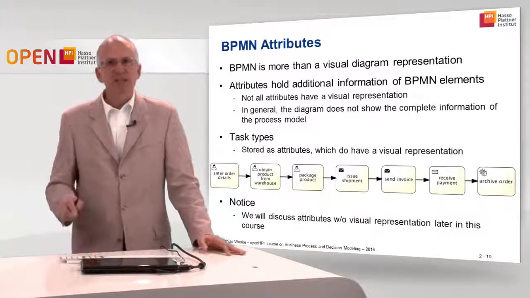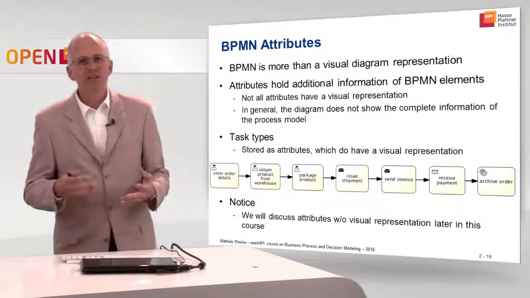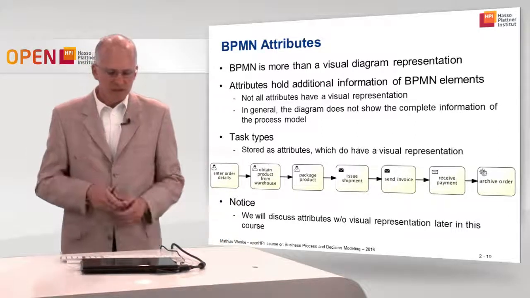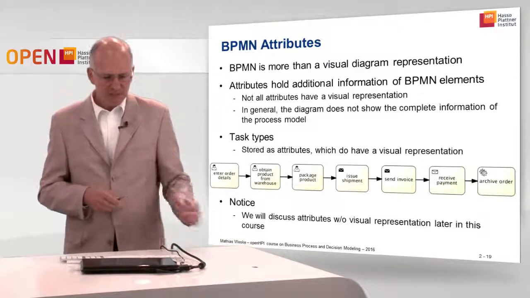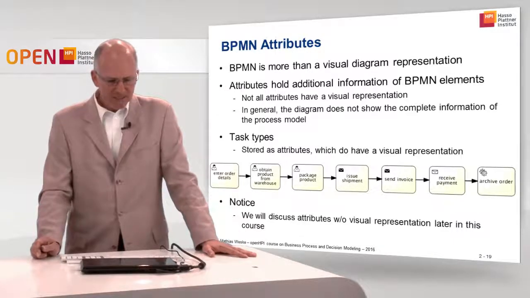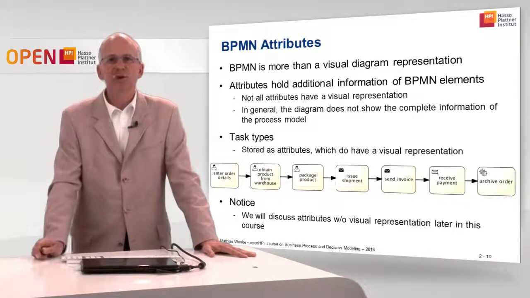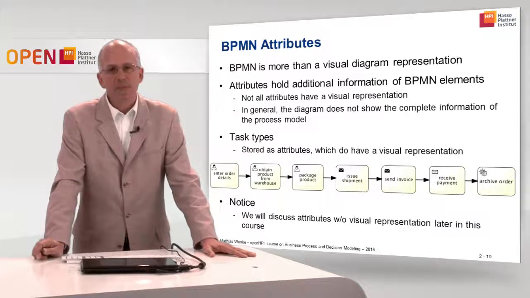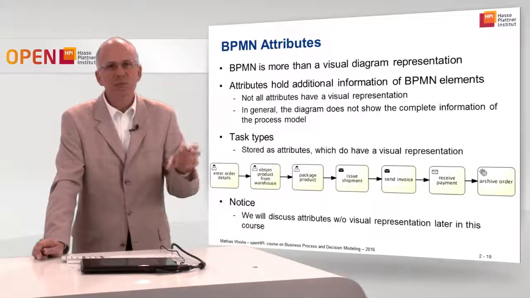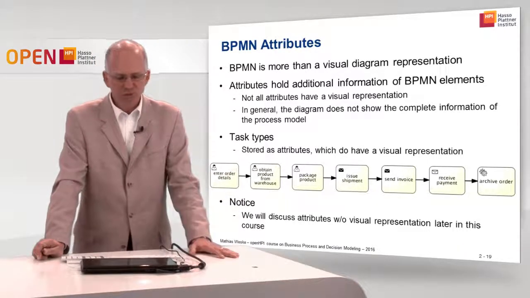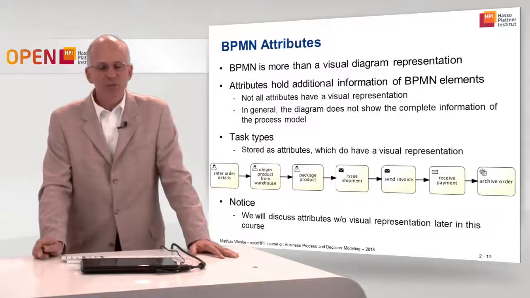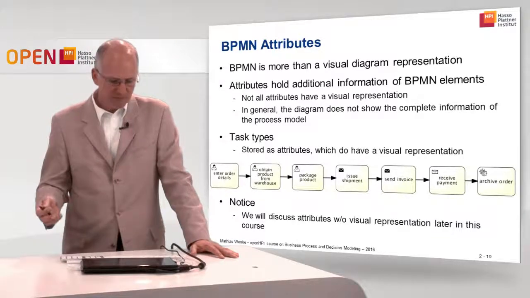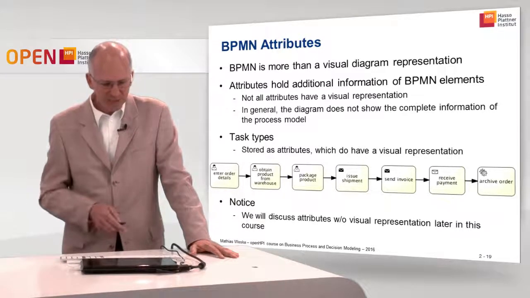We get the feeling that BPMN provides a lot of information that we can visualize in the process model, but there is still more that BPMN provides. And this is done by a concept called attributes. So BPMN uses attributes to store additional information. The whole diagram has attributes, but also each individual element has attributes. And what I just told you, these task types are actually stored as attributes and also have a representation as an attribute.